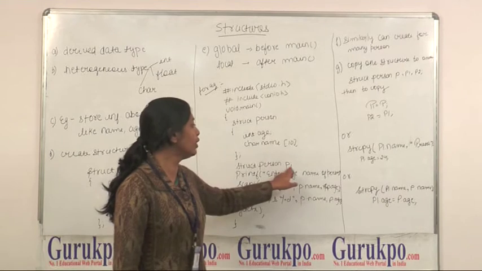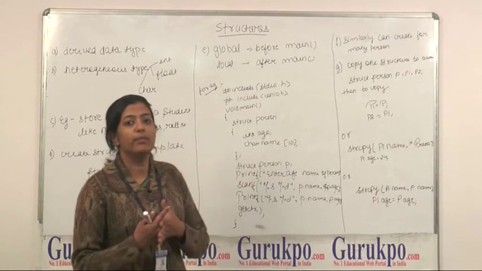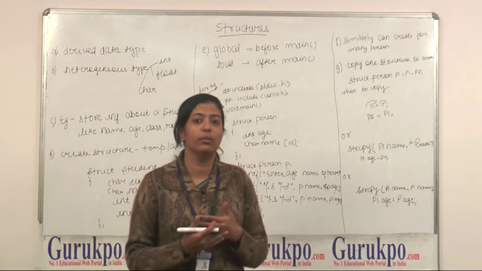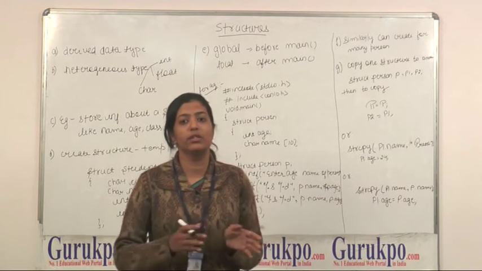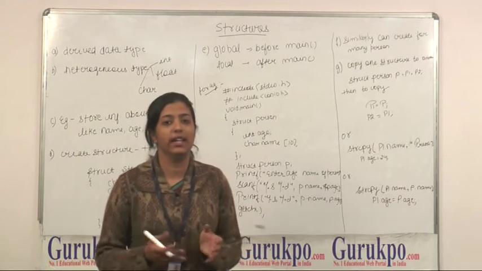Similarly, I can go for p1, p2 and p3, that is, any number of persons. But if the persons would be 50 or 100, then it would be difficult to manage 50 or 100 students at a time. For that, I am going to use the array.